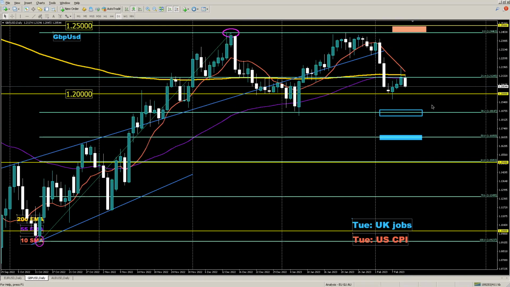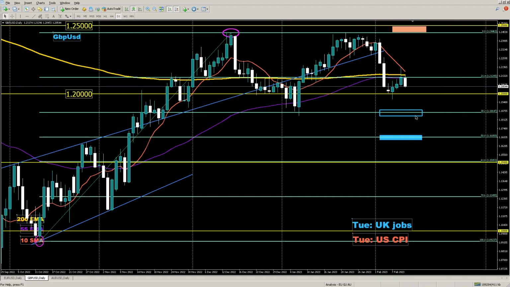And that's also due to the University of Michigan sentiment figure, which came out stronger than expected. So that's why the major currencies dipped lower on the Friday, and it could try to target the 120 support level again.